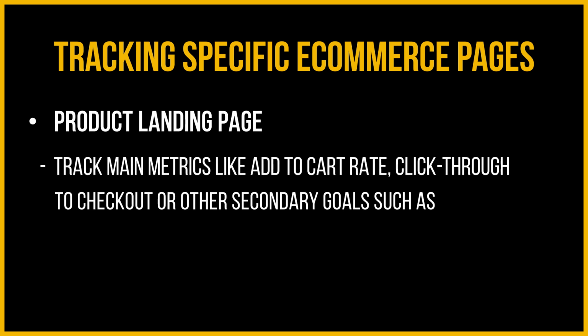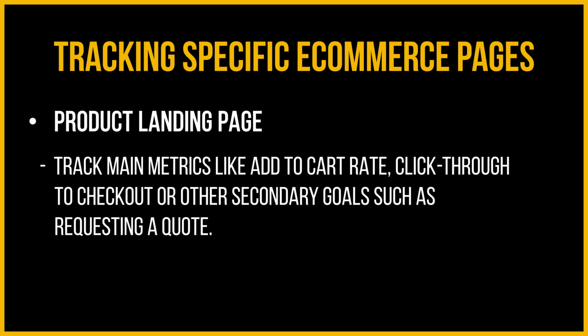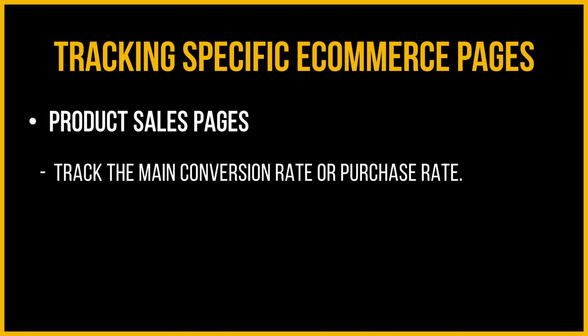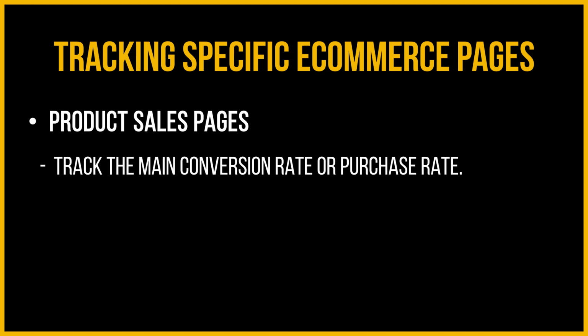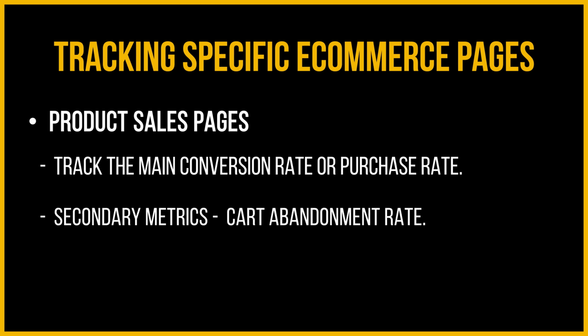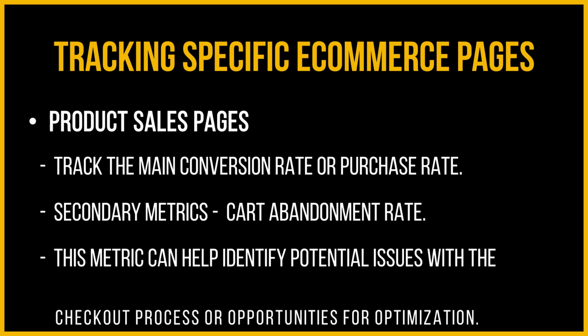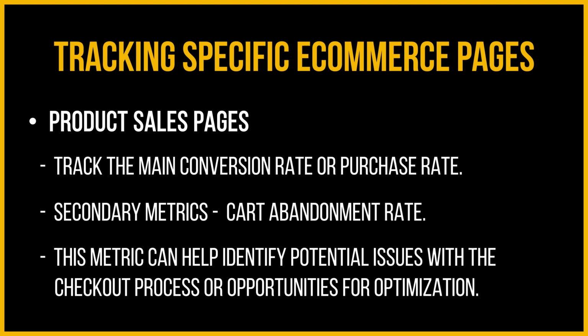For a product landing page, you can track main metrics like add to cart, click through to checkout, or other secondary goals such as requesting a code. For product sales pages, you should be tracking the main conversion rate or the purchase rate. But you can also track some secondary metrics like cart abandonment rate, which is the percentage of visitors who add products to their cart but do not complete the purchase. This metric can also help identify potential issues with the checkout process or opportunities for optimization. By tracking these KPIs, you can identify areas of your website that may be causing friction and make data-driven decisions to optimize the user experience and drive more sales.